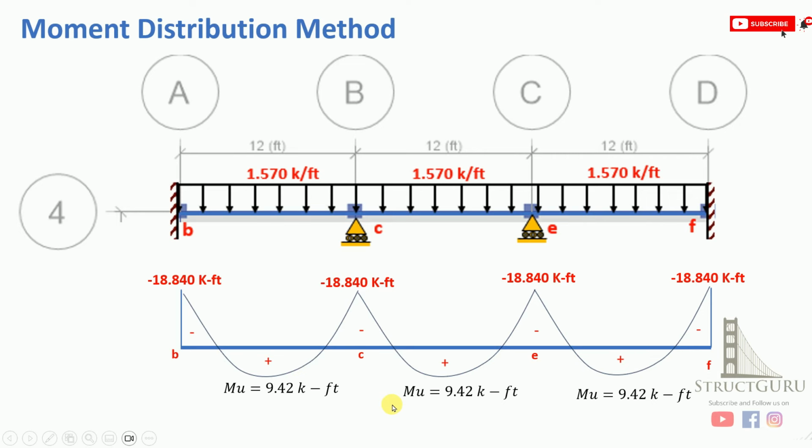So this is the complete moment diagram of our continuous beam. We have got maximum positive moment is 9.42 and maximum negative moment is minus 18.840. Now let's compare the values from the software ETABS.